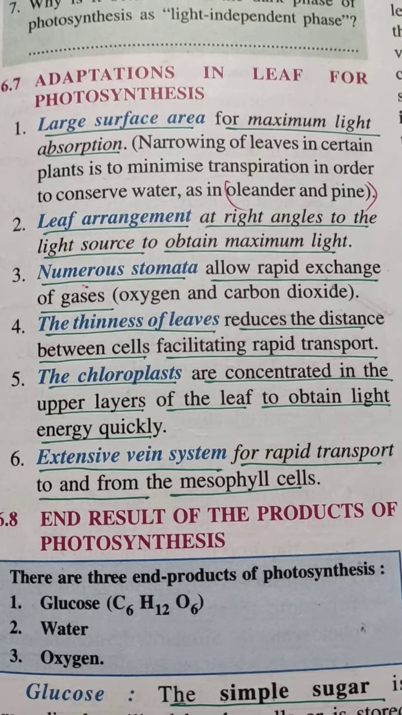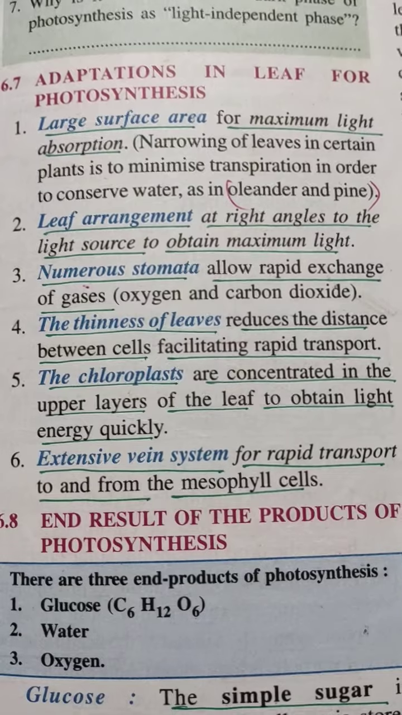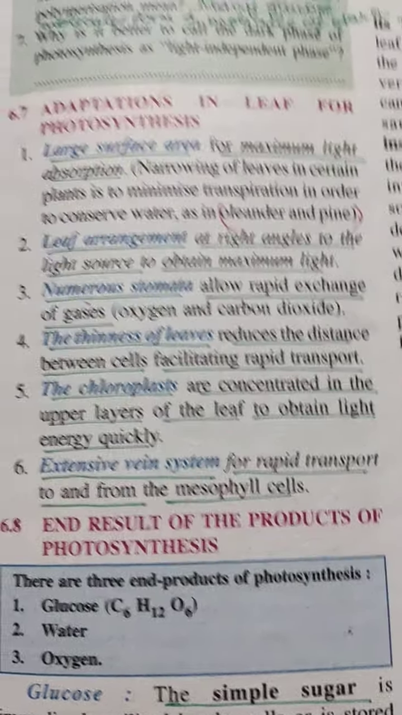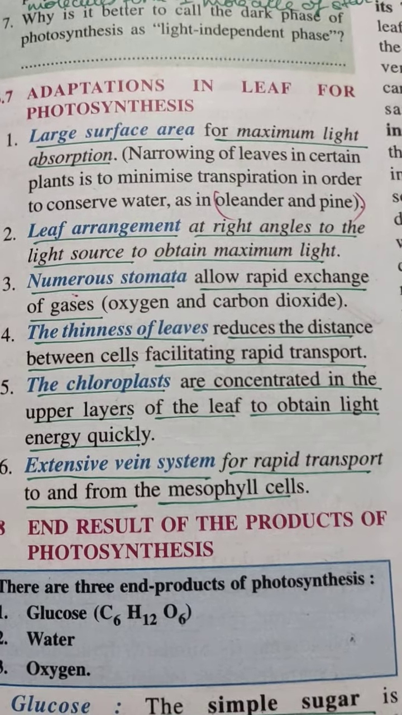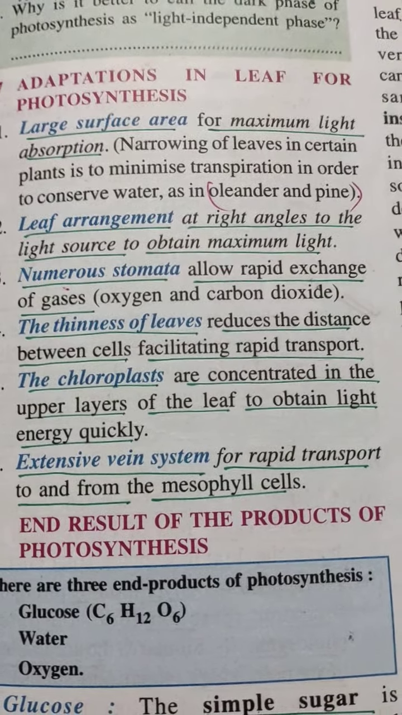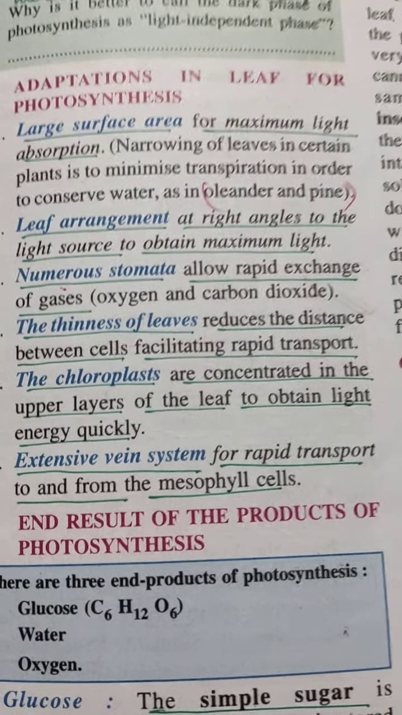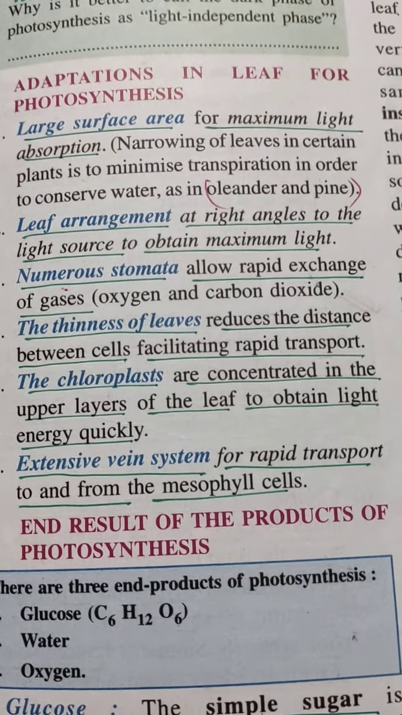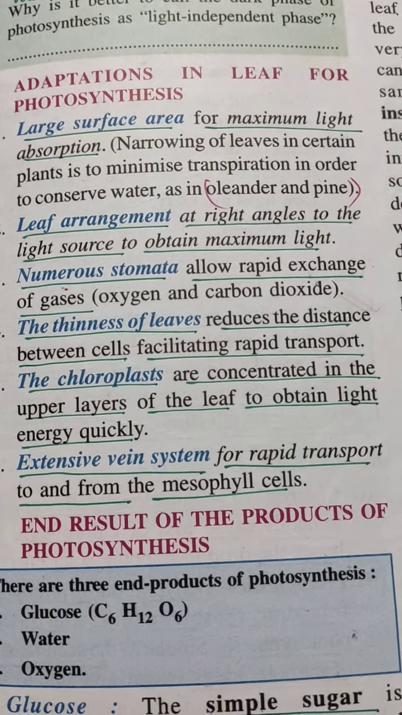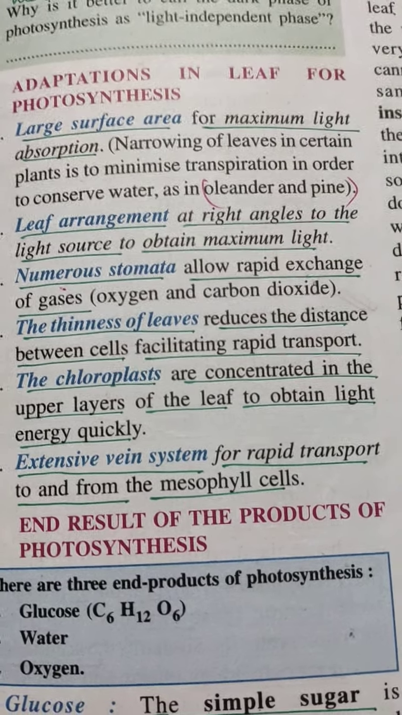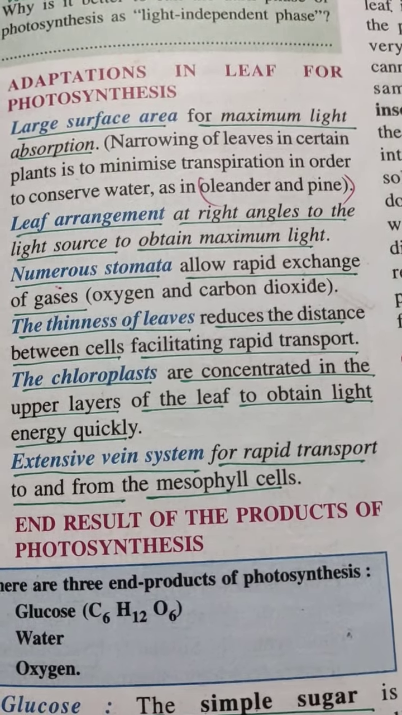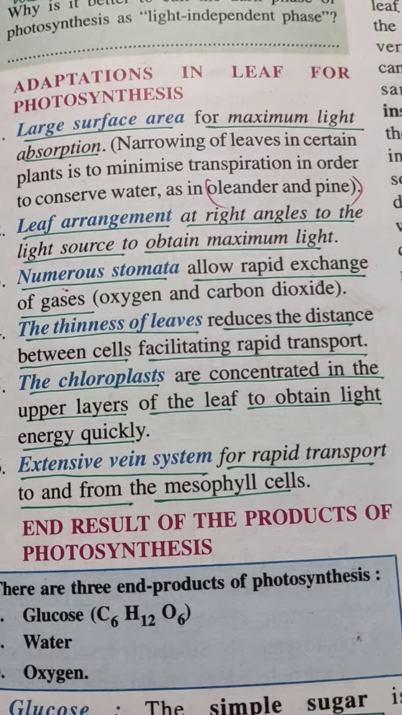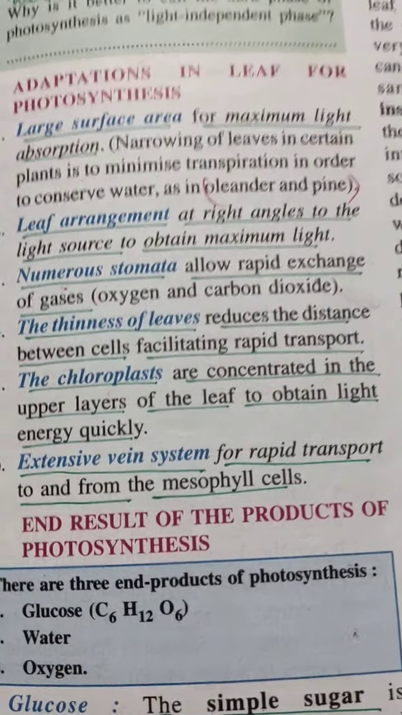The thinness of leaves. Now what is this? This reduces the distance between cells, facilitating rapid transport. So the thinner the leaves, the more it facilitates the process because it reduces the distance between the adjacent cells. Chloroplasts are concentrated in the upper layers of the leaf to obtain light energy quickly. So it is less at the lower surface, more at the upper surface. Extensive vein system for rapid transport to and from the mesophyll cells.